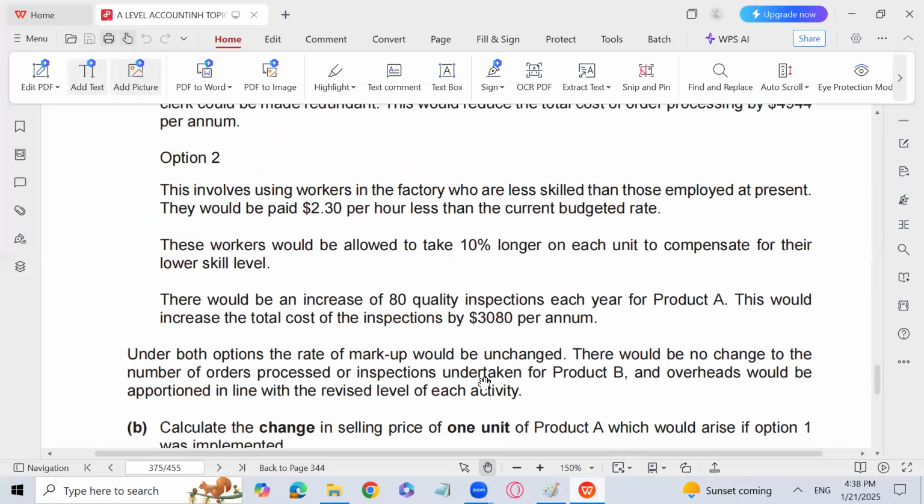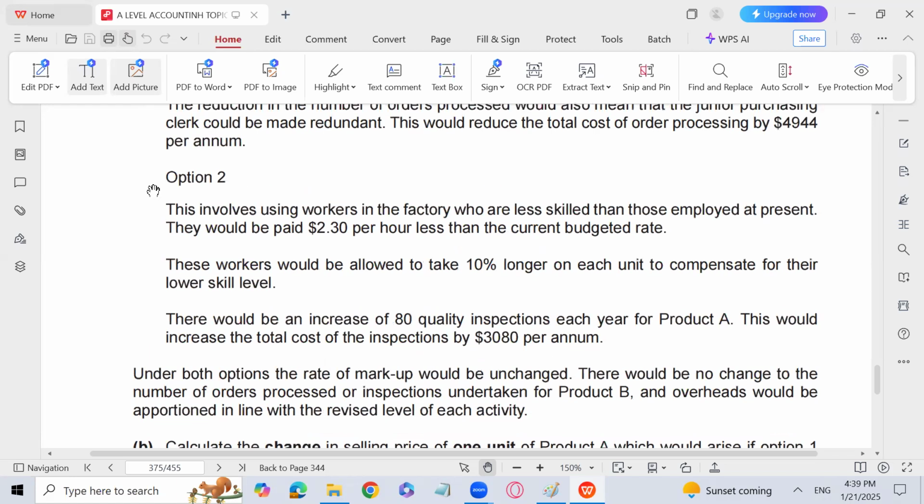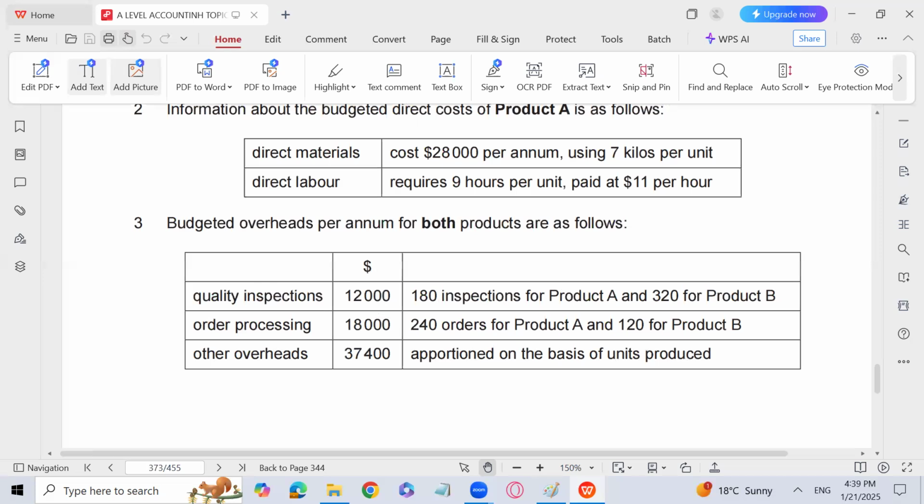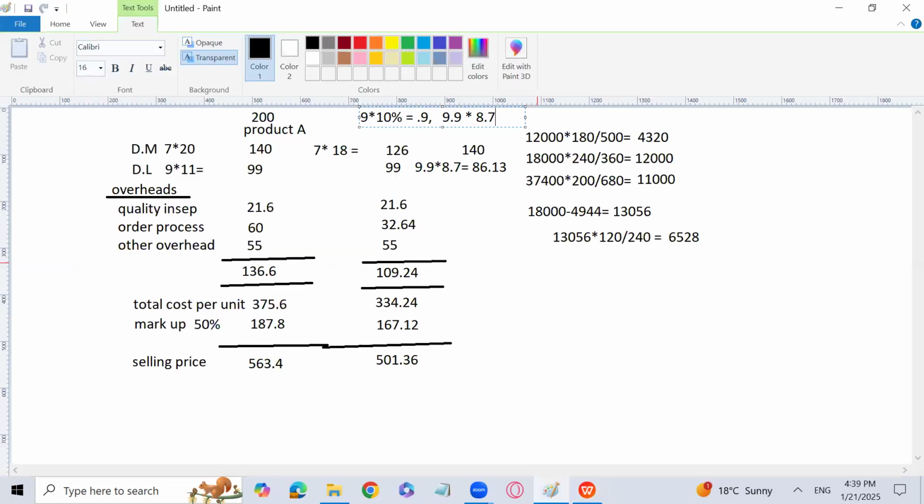Got it? The next part says there would be an increase of 80 quality inspections each year for product A. This would increase the total cost of inspection by 3080 per annum. Obviously, when product A needs more quality inspection because of the less skilled workers, who are even taking more time, there is definitely a compromise in the quality. And because of compromising the quality, the total cost of inspection, because of the increase of 80 quality inspections of product A, has gone up by 3080. So let's see what the inspection cost was in the past. That was 12,000. So now it has become 12,000 plus 3080, which will be 15,080, right?